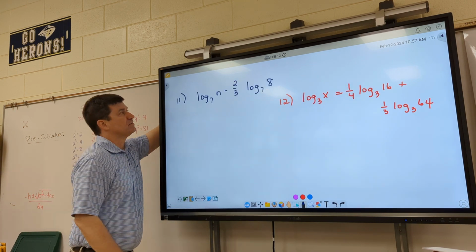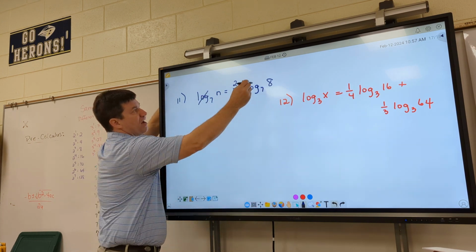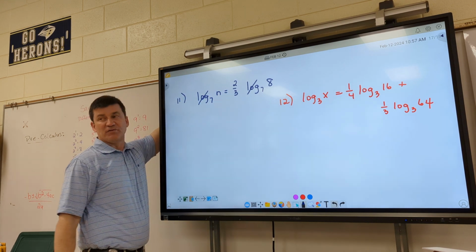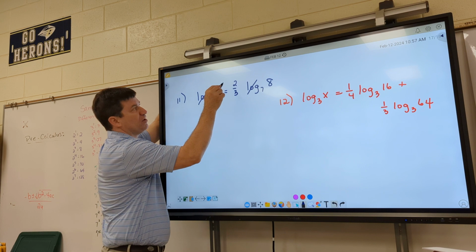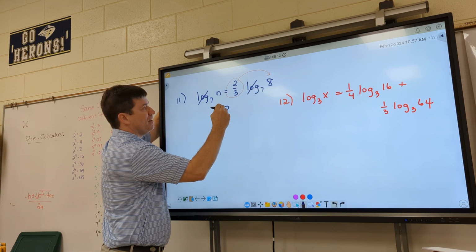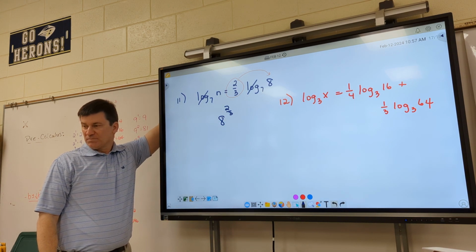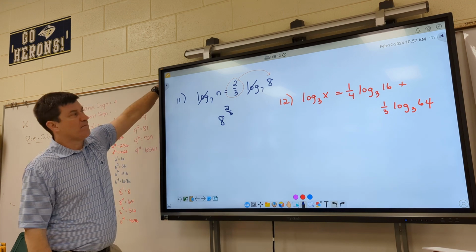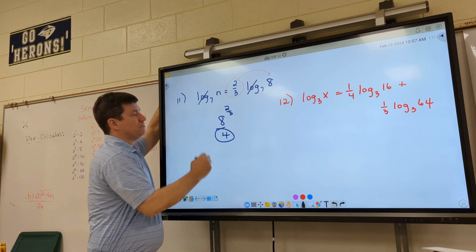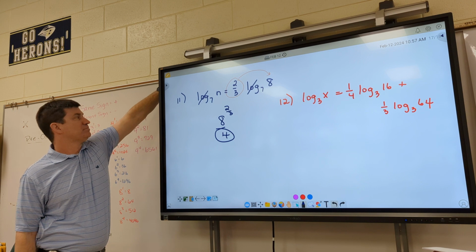All right, let's do 11. All right, mark out your logs, right? We got something new. We've got a number in front of the log for the first time. Anytime you have a number in front of the log, it becomes the exponent for the number behind the log. So 8 to the 2/3 power is all you got to plug in. Somebody plug it in for me. I don't have a calculator. Positive 4. So you can see these are really quick, really short.